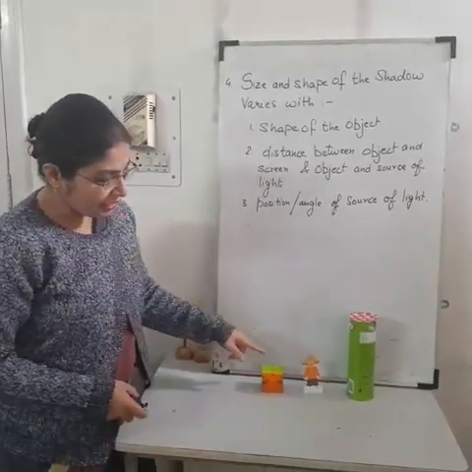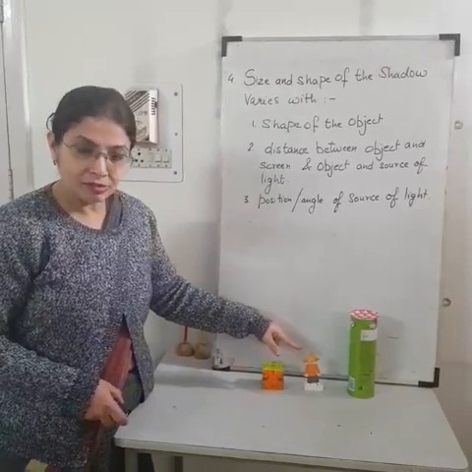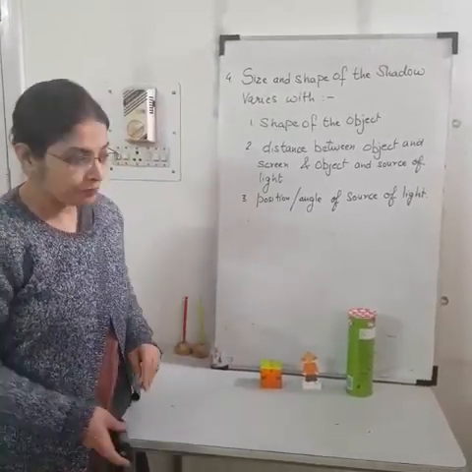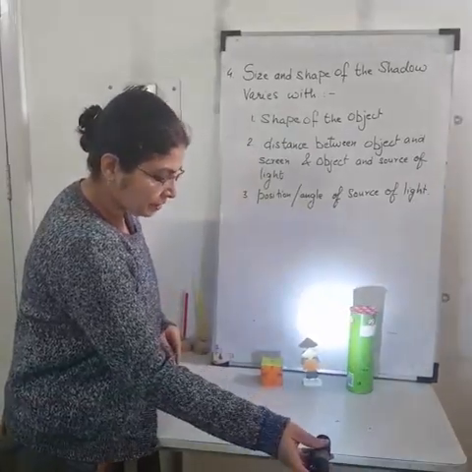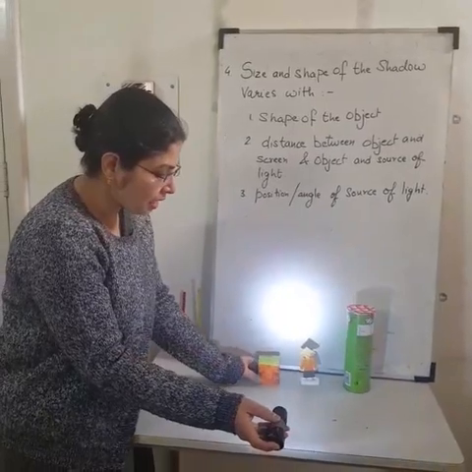You can see here I have three objects: a cube, a toy Candyman, and a box of Pringles, which is cylindrical in shape. When I switch on the torch, you can see the shadows are formed.